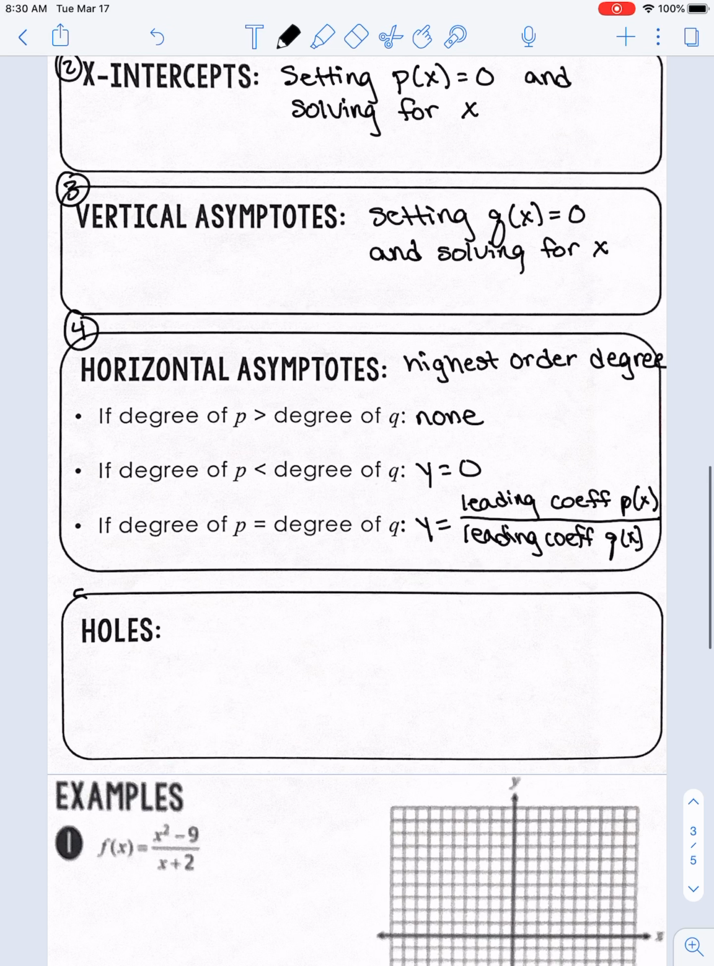The last step, step 5, is going to relate to step 1, where if you were able to simplify and there was a common factor, then you are going to have a discontinuity in the form of what we call a hole in the graph. So, holes are breaks or discontinuities in graphs.